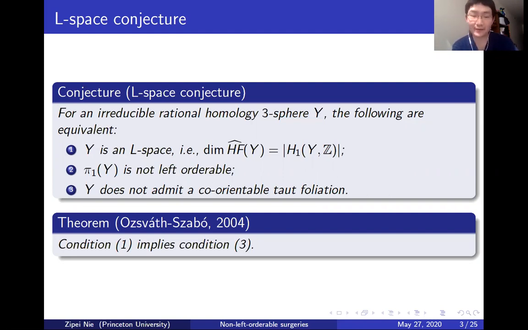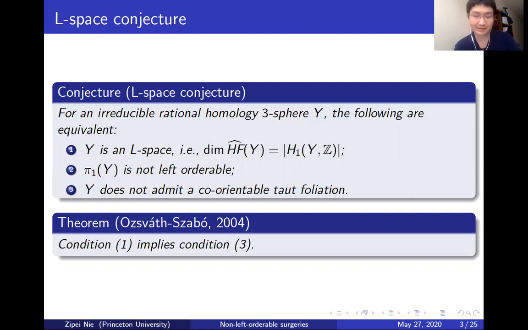The definition of an L-space is that the dimension of the Heegaard Floer homology is minimal, which means it is equal to the size of the first homology group. In 2004, Ozsváth and Szabó proved that L-spaces do not admit taut foliations. That is, condition 1 implies condition 3.